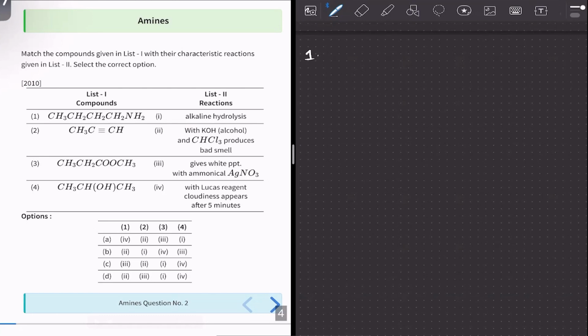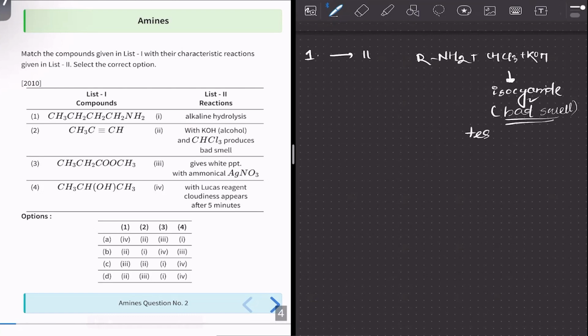Reaction 2: with KOH and CHCl3 produces bad smell. Yes, it is the characteristic reaction of the primary amine, because primary amines react with CHCl3 and alcoholic KOH to produce isocyanide that gives bad smell. It is the test reaction, a test for primary amines. So for 1, the characteristic reaction is 2.